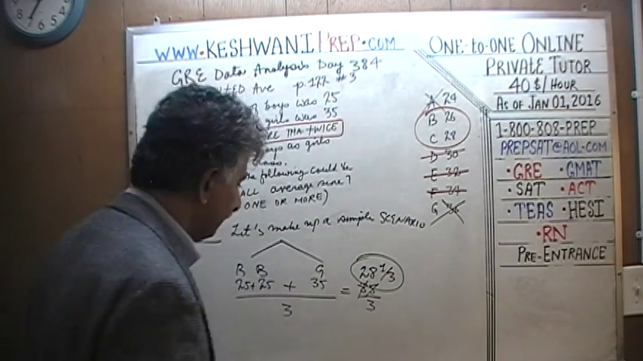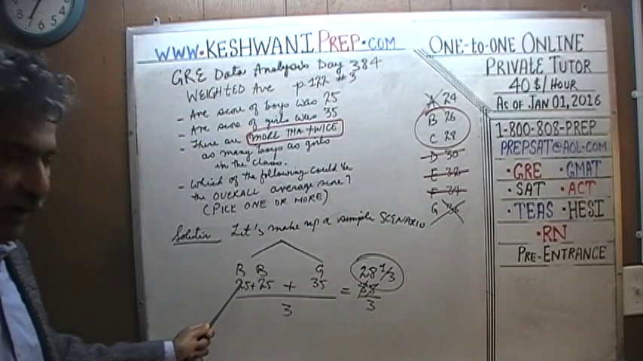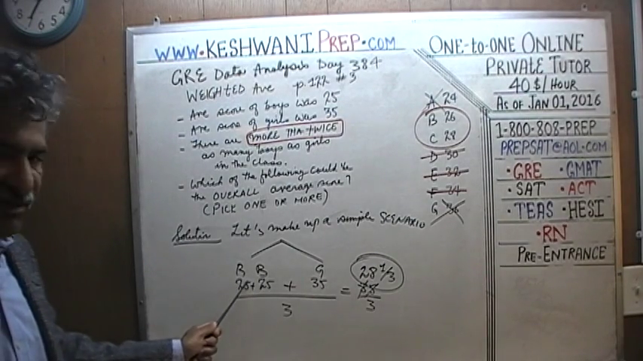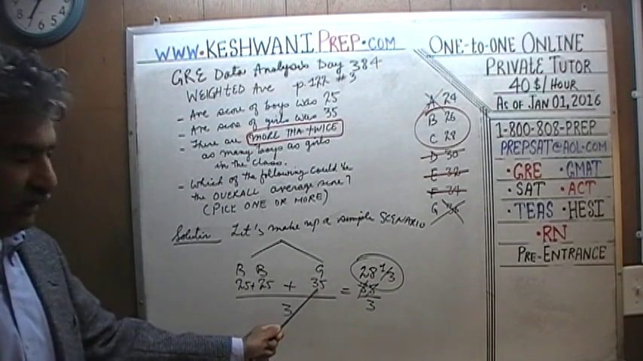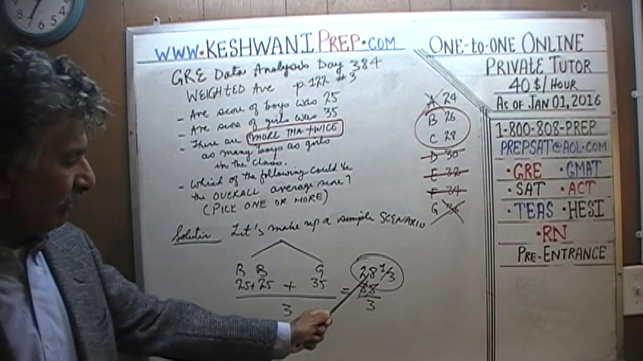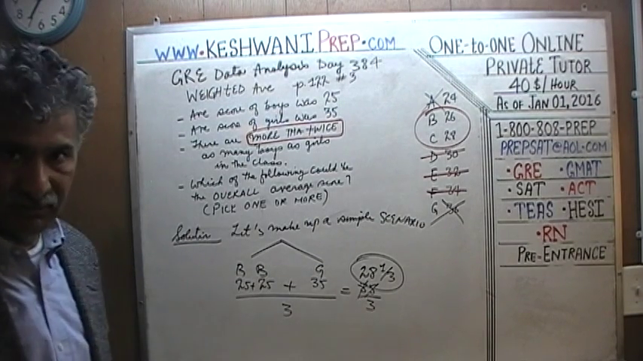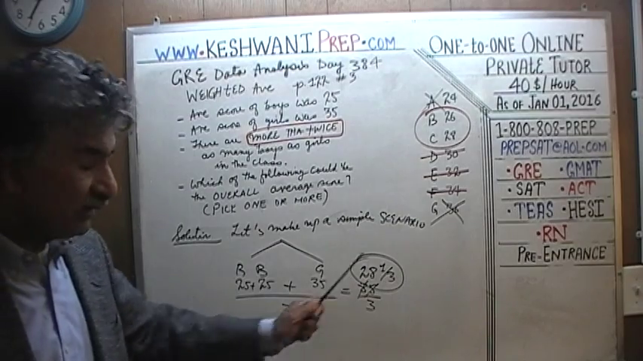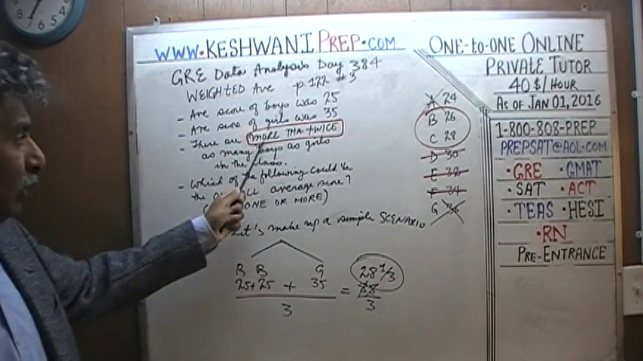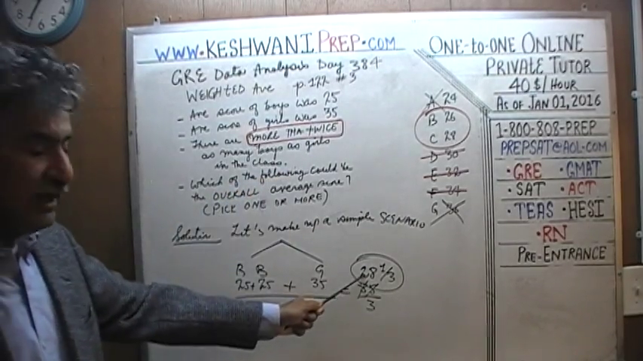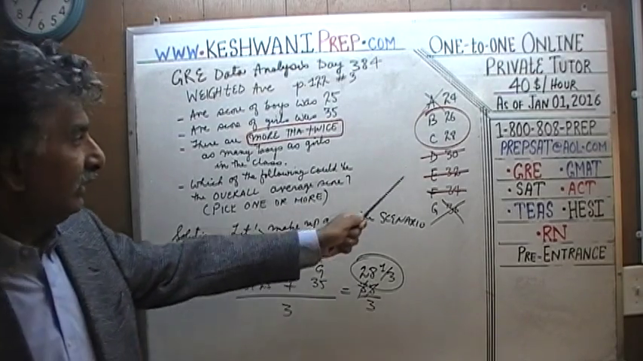So in this case, listen very carefully, if there were in fact exactly twice as many boys as girls, the average score in that case would have been 28 1/3. You with me so far? 28 1/3. Because of the fact that we have more than twice as many, it has to be lower than 28 1/3.